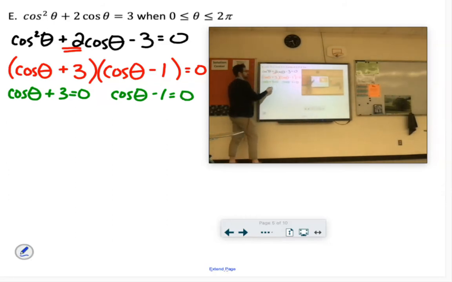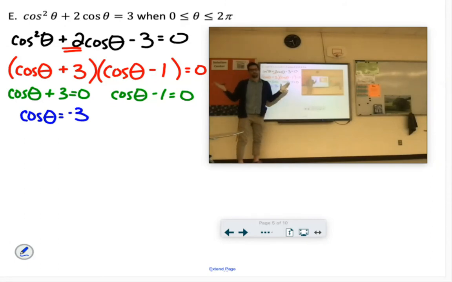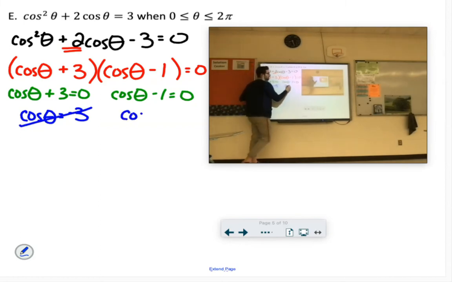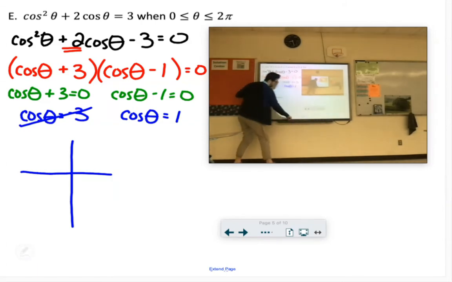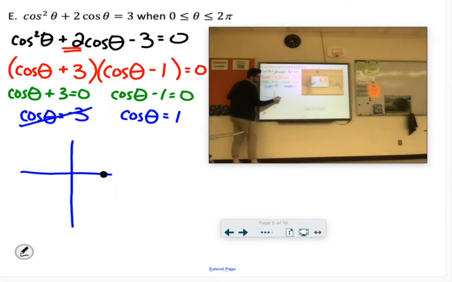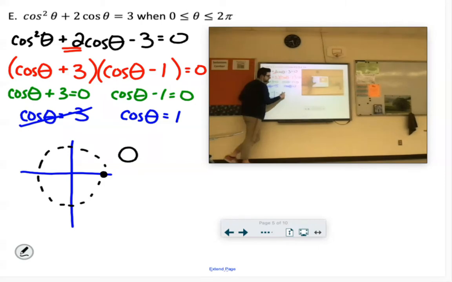So here, we'll subtract the 3, cosine of theta equals negative 3. It's not possible for it to be beyond 1 or negative 1. So this one's out. Now this one you would add the 1, cosine of theta equals 1. Cosine is your x-coordinate. So where is the x-coordinate positive 1? That would be right here, right? On the unit circle. That's the only spot where x is positive 1. Now we're listing this in radians. So this could be listed as 0 or 2 pi.